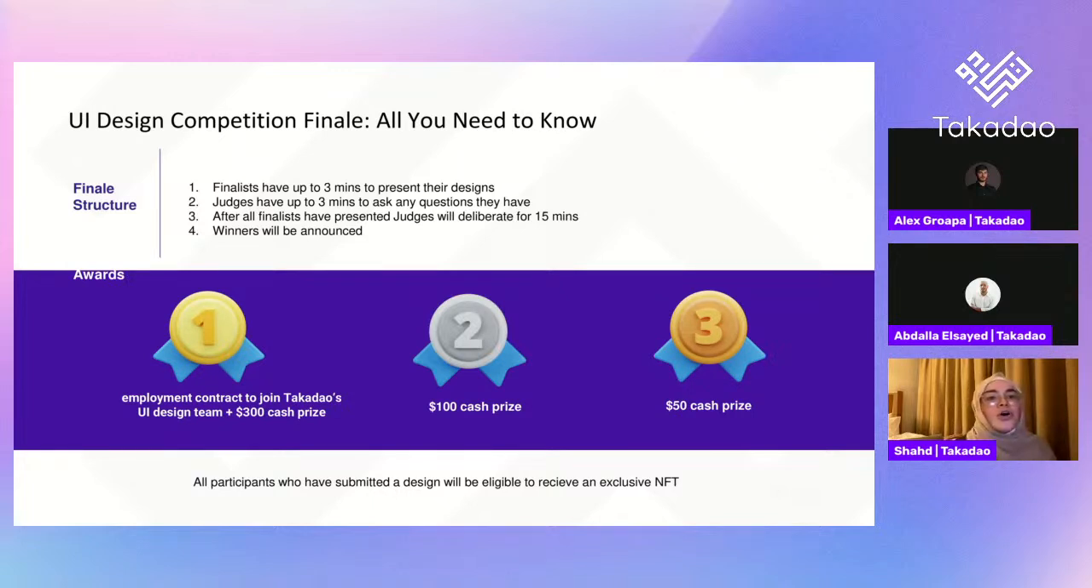So each finalist, we have 4 finalists today, and each of them will have up to 3 minutes to present their design to our judges. The aim of the game here is for them to walk us through their thinking. Why did they choose what they chose in the few minutes that they have? And then the judges have up to 3 minutes to offer a follow-up, if the judges have any questions about any particular design areas, and then we'll close that right off. So we're going to try and stick to the time.